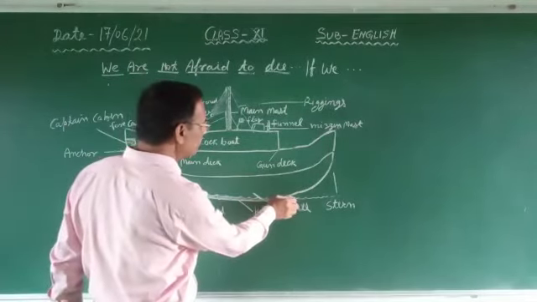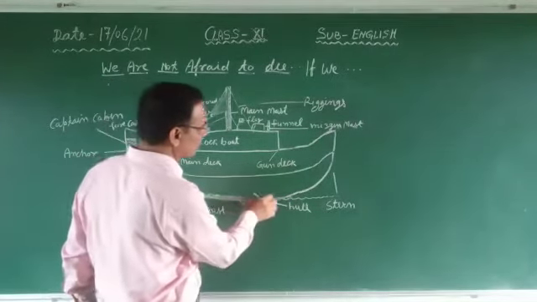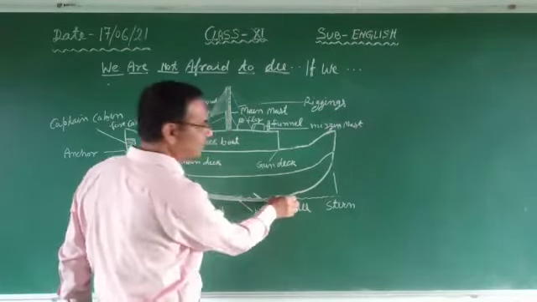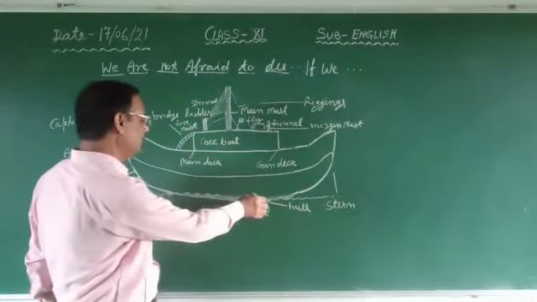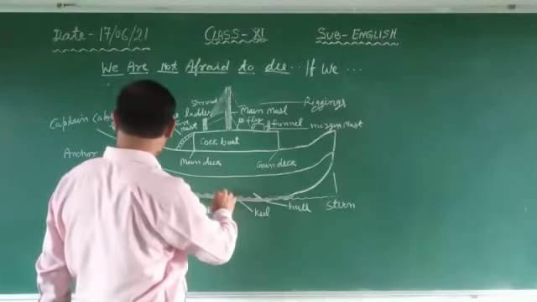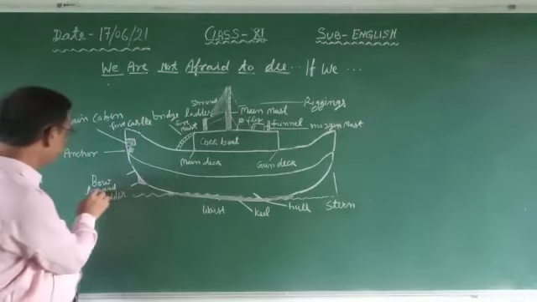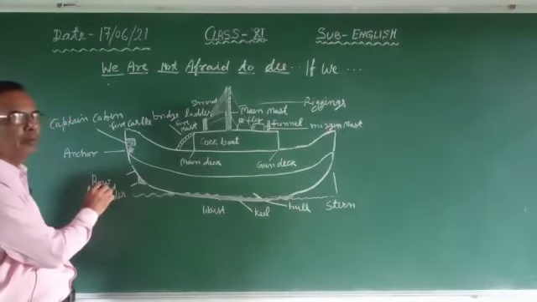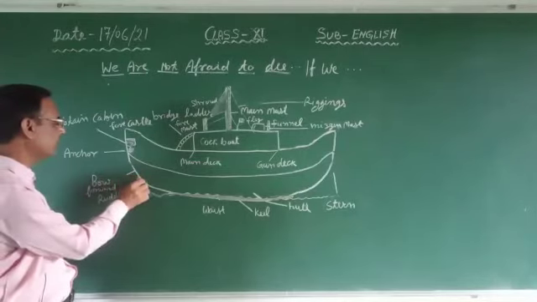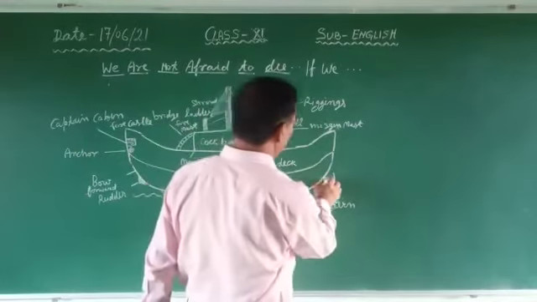keel. Keel is the base of the ship from front to back. So it is known as keel. As in our vehicles there is a chassis, in the same way there is a keel in the ship. The middle portion is known as waist, and the front portion is known as bow forward. It is written "forward" but pronounced as forward, bow forward. So this portion is known as bow forward, and here is the rudder.